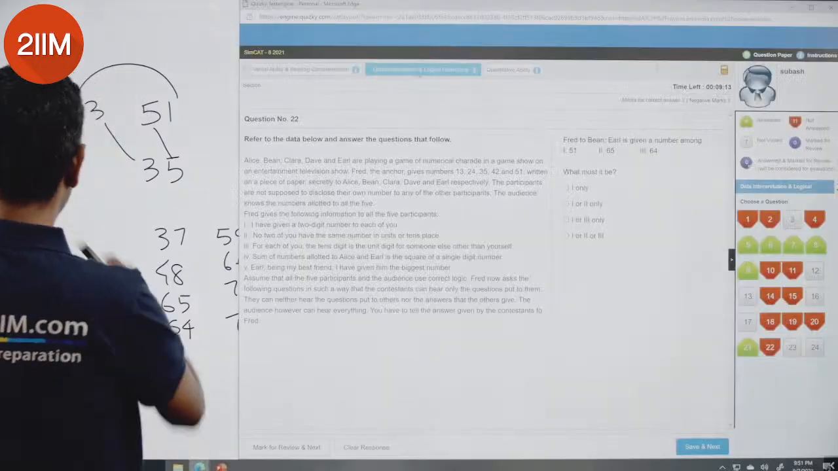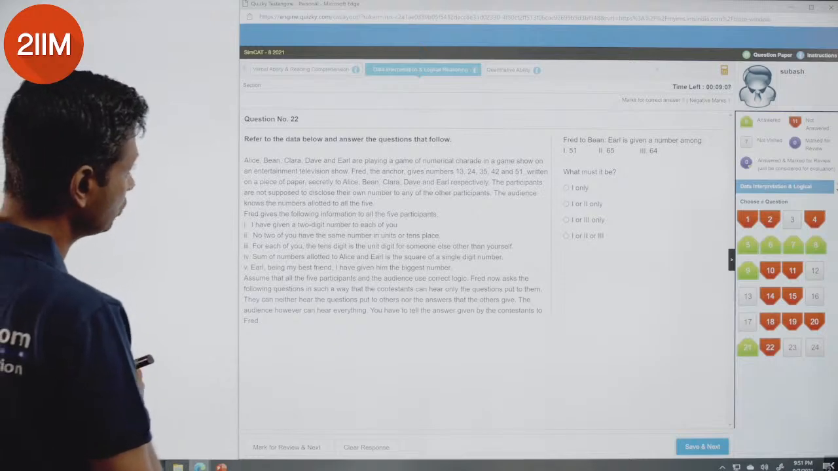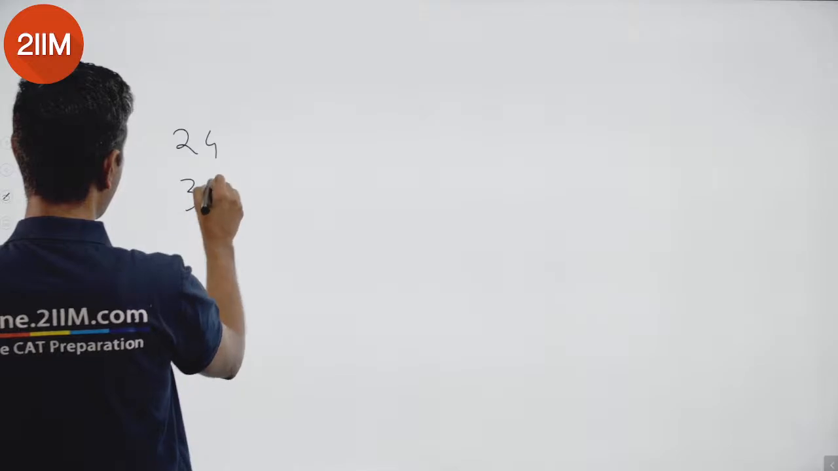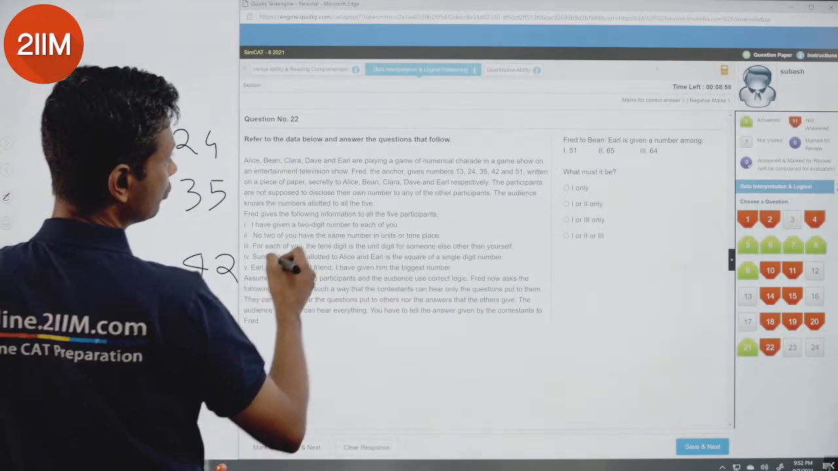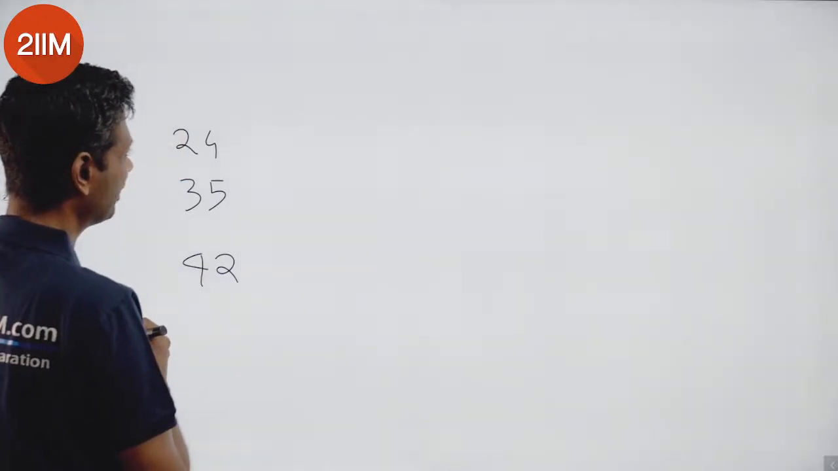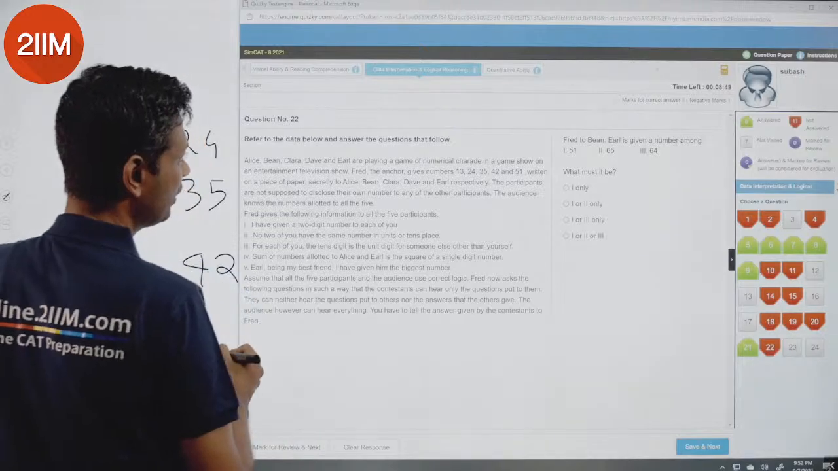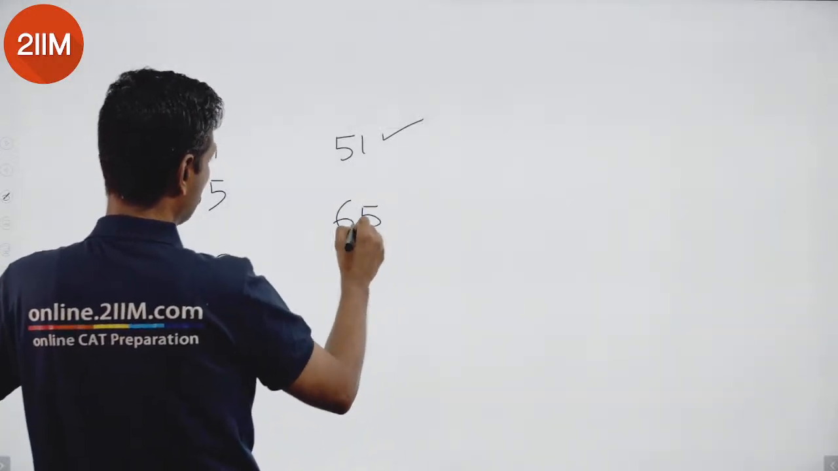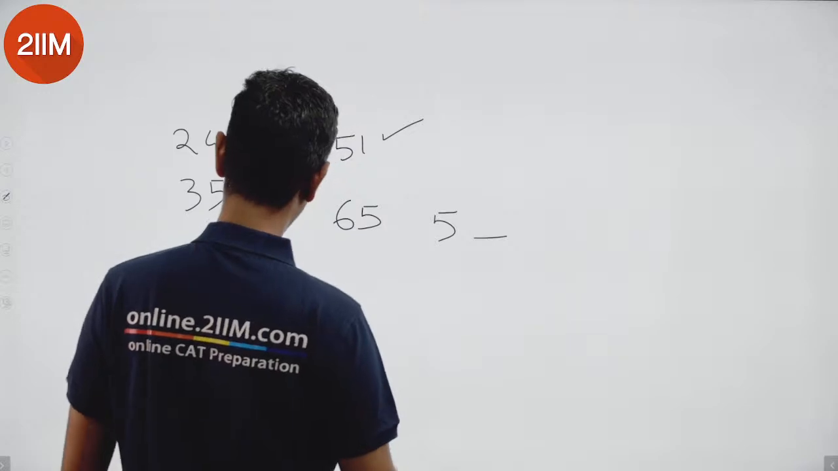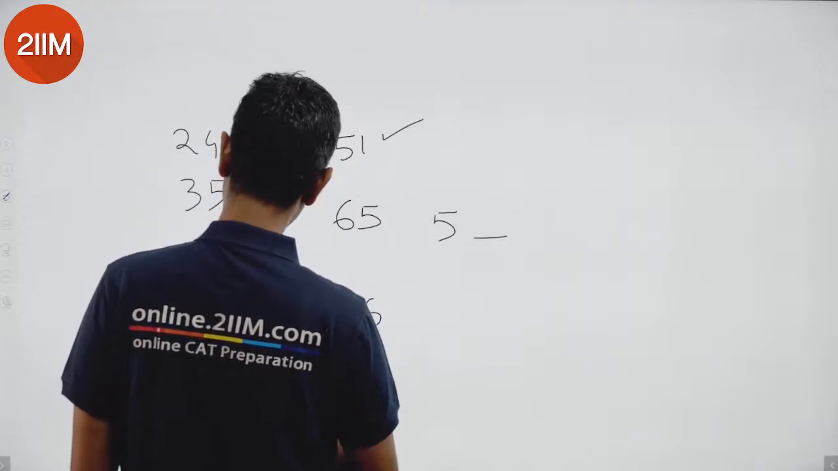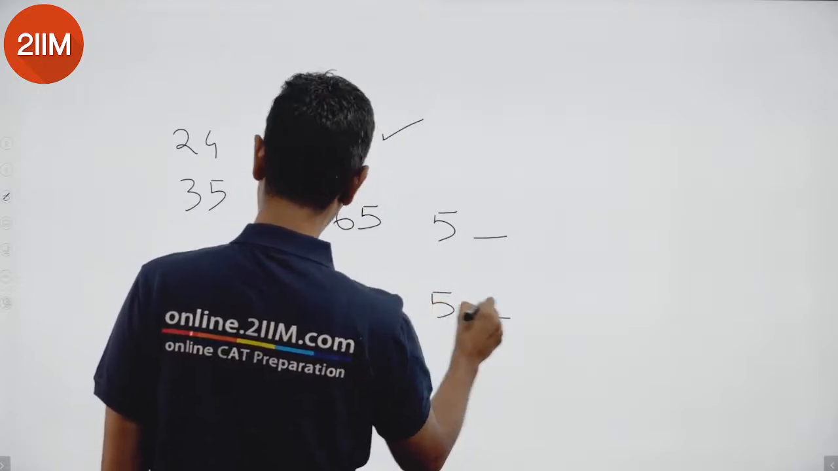Let's think about this. Bean has got one of 24, 35, 42. Earl cannot be given 64. 64 plus nothing is a perfect square. Earl could be given 51. If Earl were given 65, there's a number starting with 5. 65 plus 16 is a perfect square. There's got to be a 16 in the system. There's got to be 5 something in the system.